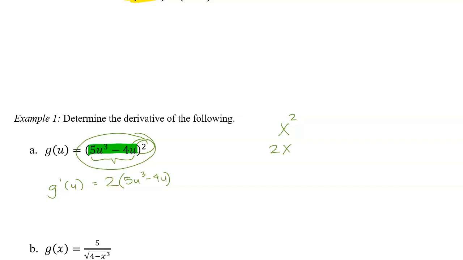Then I will multiply this times the derivative of the inside. So this piece here. So times the derivative of 5u cubed is going to be 5 times 3u squared minus the derivative of 4u is just 4. If you would like, you can multiply this all out and combine like terms. I'm just going to leave it this way since the directions don't say to simplify or not simplify. I'm just going to leave it like that.